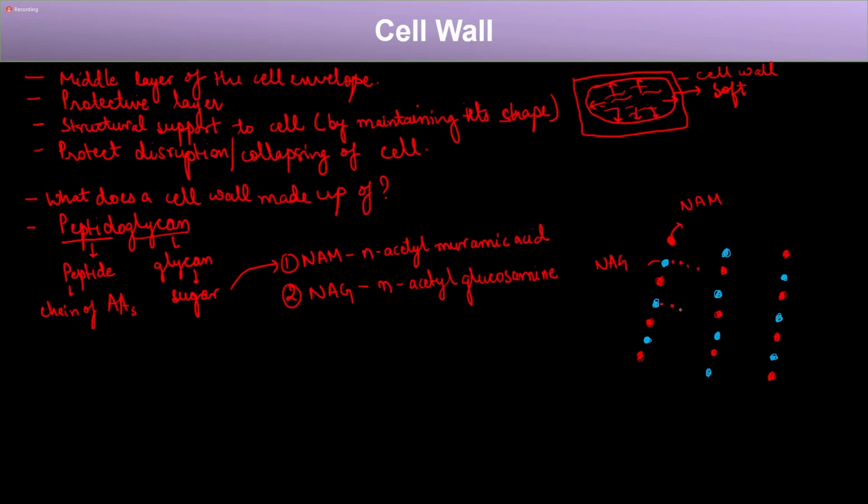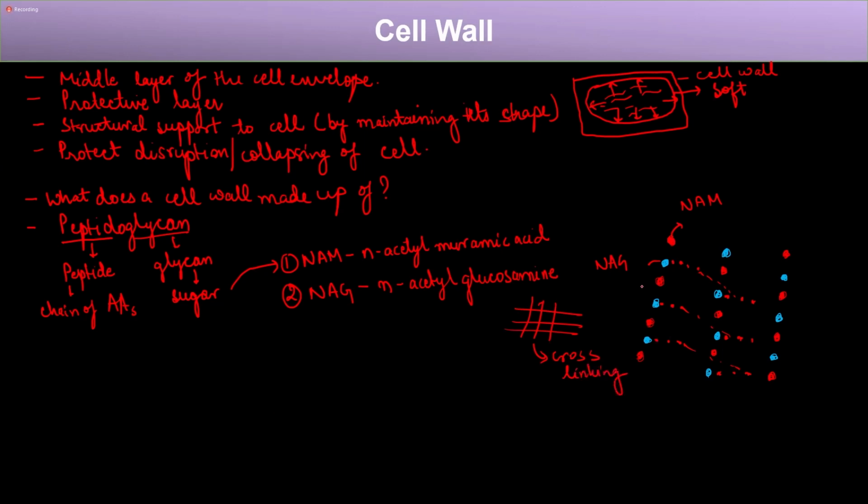The peptide chains are attached to the NAM, something like this. Apart from this, these peptide chains are also cross-linked to each other. There will be this cross-linking, and because of this cross-linking, the structure of a cell wall looks something like this. So it looks like a cross-linked structure.